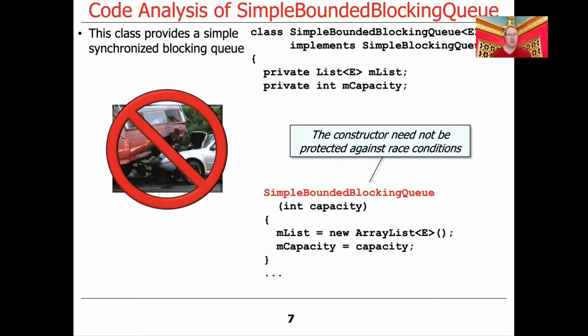Here's the constructor. The constructor will go ahead and initialize the capacity, and it'll initialize the new array list. So we'll have an array list implementation, and we'll have a capacity. And you never have to worry about putting any locks in the constructor because a constructor is never called concurrently in multiple threads for the same object. It's only called in one thread for an object, and that's used to initialize it.